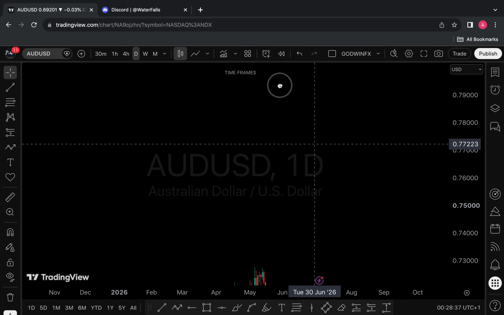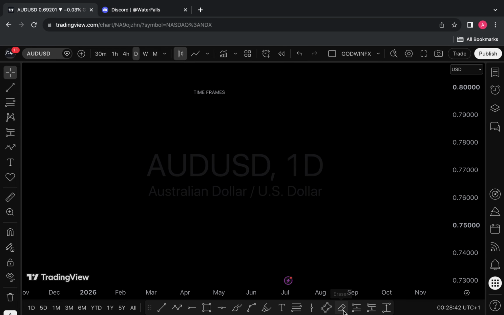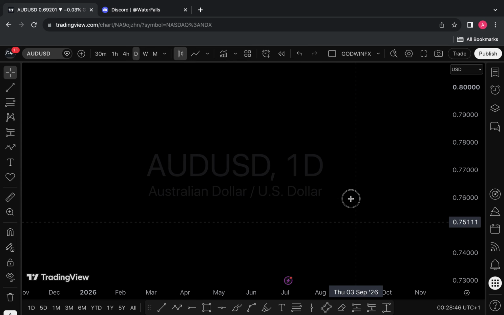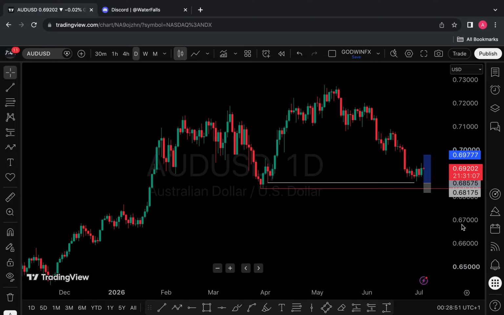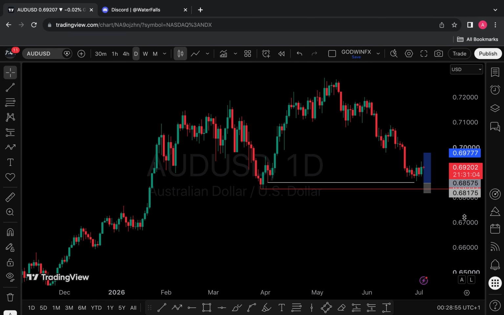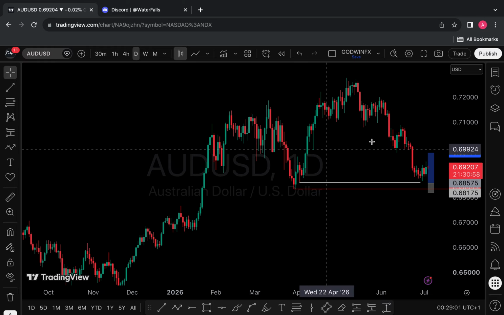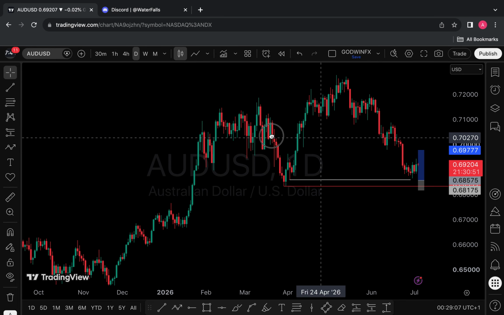Now, on the daily time frame, it simply means that every candle we have on that time frame takes 24 hours. You know, 24 hours make a day, right? So each of these candles you can find on the daily time frame chart takes a whole day to be fully formed. Now, this is what I mean by that.